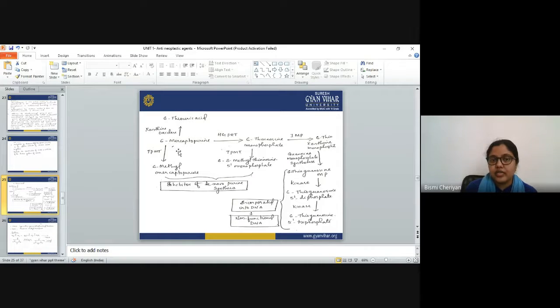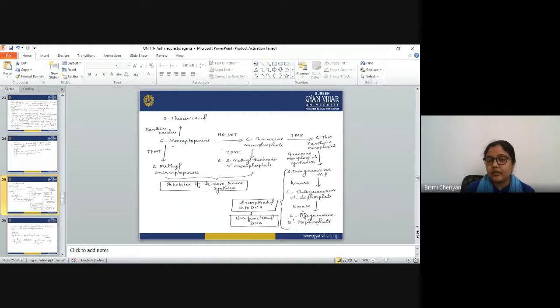So this is the second way of metabolism of this 6-mercaptopurine. First is this thiouric acid, which is not beneficial to us, and second is this 6-thioxanthine monophosphate that directly incorporates into the guanine structure in the DNA, and that decreases the synthesis of the DNA.